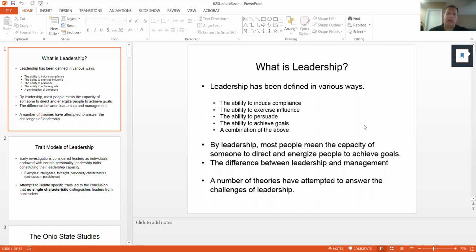So the big question tonight is, how can leadership help us be more effective? And what types of models of leadership and theories of leadership are suggested to us by the literature that we can then incorporate into our daily lives to try and make our organizations more effective and more successful?